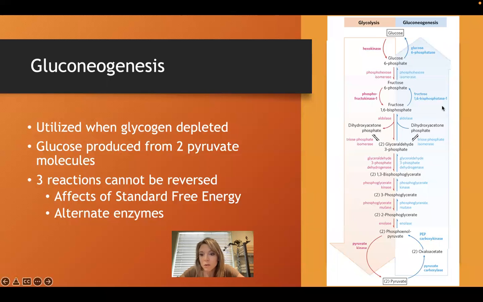So right here, we have a detour. We're coming around this way. This one in glycolysis, we see phosphofructokinase 1. And in gluconeogenesis, we see fructose 1,6-bisphosphatase 1. So we have to go a slightly different way so that we're able to make these reactions spontaneous so that they will actually occur.